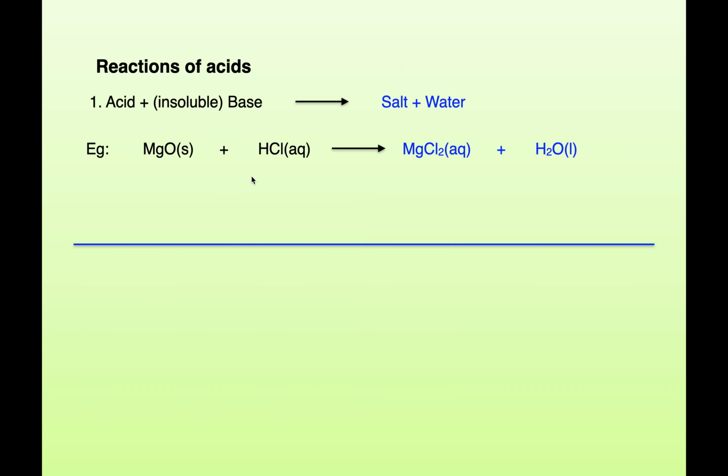Speaking of balancing, look at the equation. What's missing? A 2 in front of the HCl solves the balancing problems, doesn't it? Okay. This is an insoluble base, magnesium oxide. It's a base. It's also called a metal oxide. So sometimes you'll see acid plus metal oxide gives salt plus water.